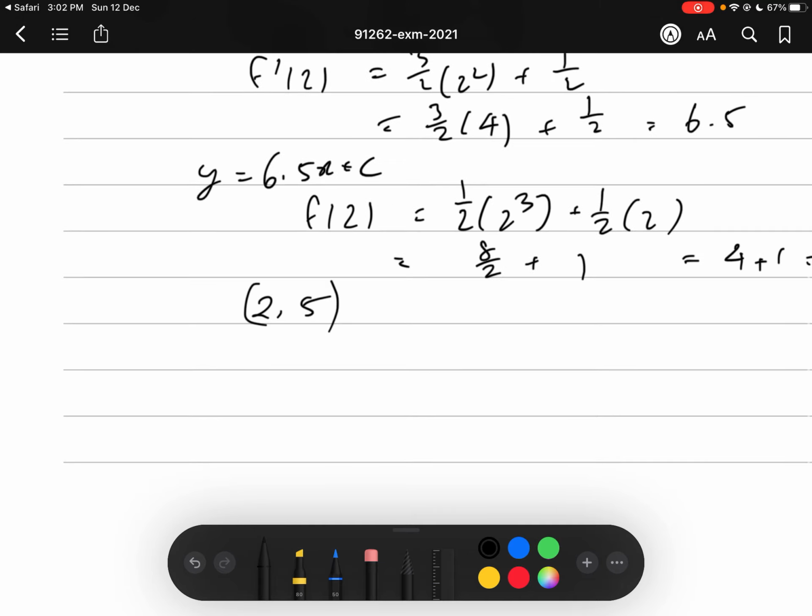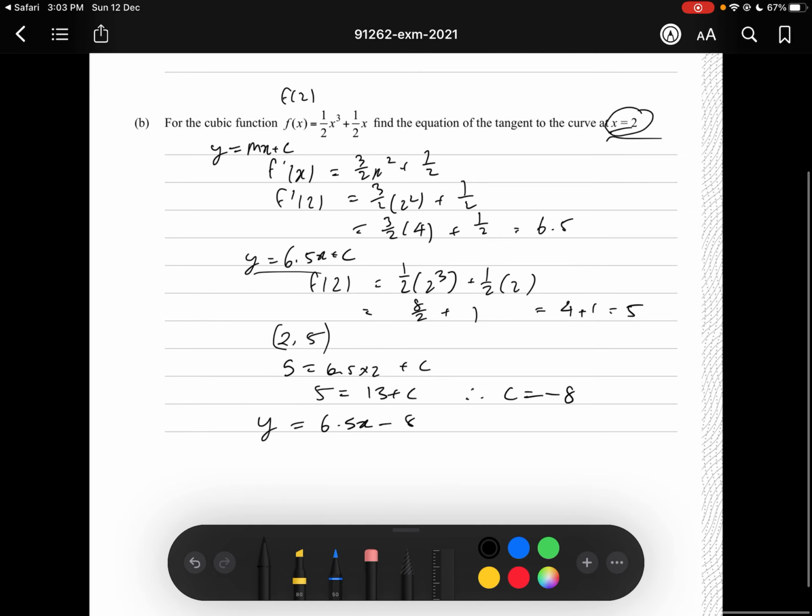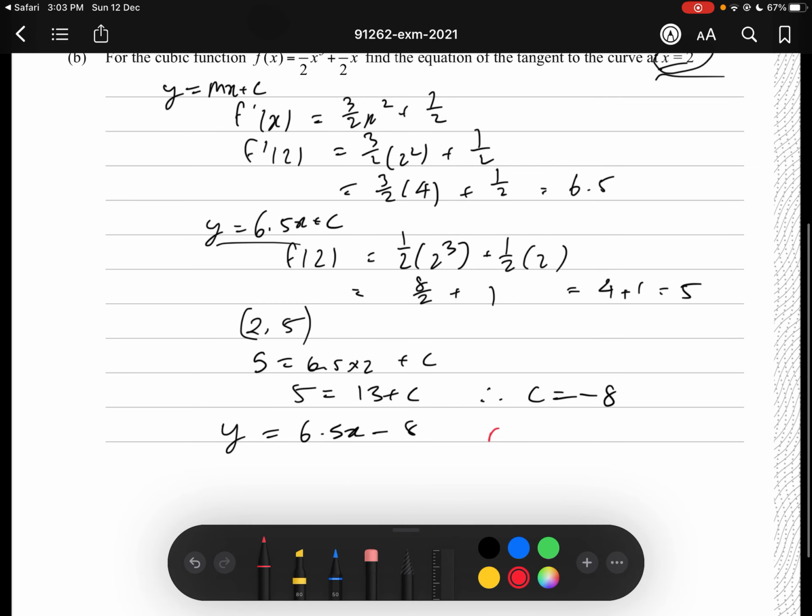2, 5. We substitute this point into the equation to find the tangent. So 5 equals 6.5 times 2 plus c, and therefore 5 equals 13 plus c, and thereby c equals negative 8. So the equation of the tangent is y equals 6.5x minus 8. This should be a very common merit level question, with an achieve question being able to find the gradient at x equals 2.